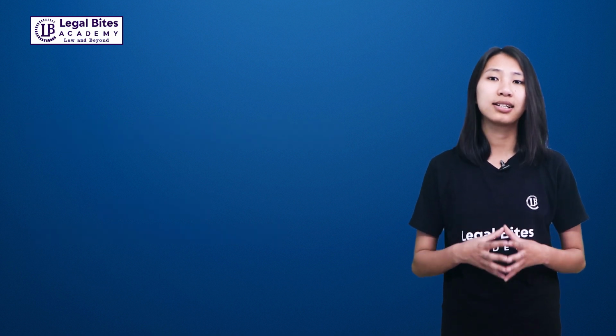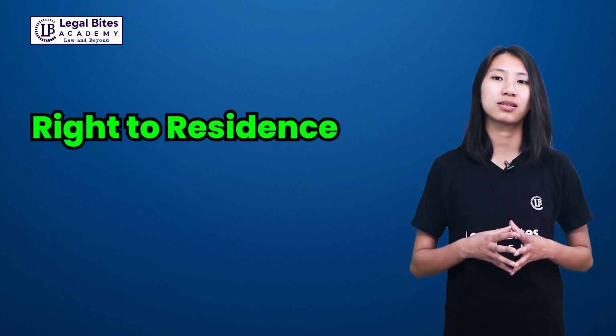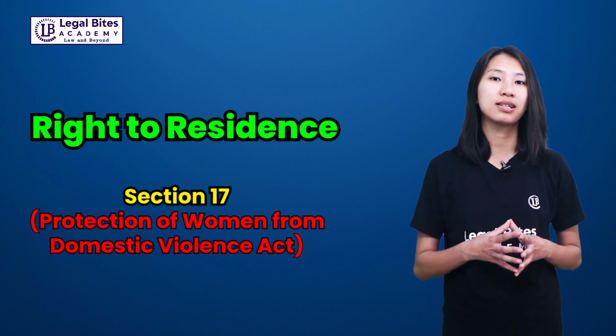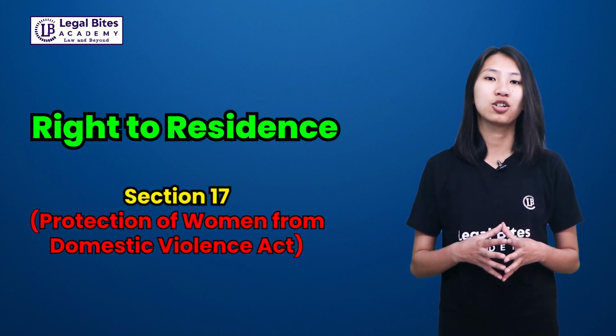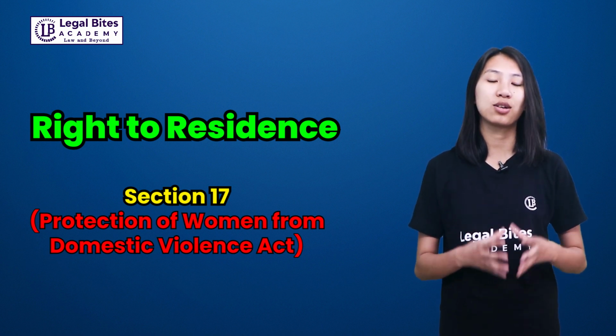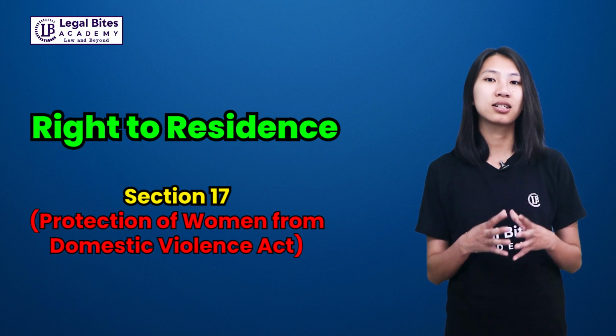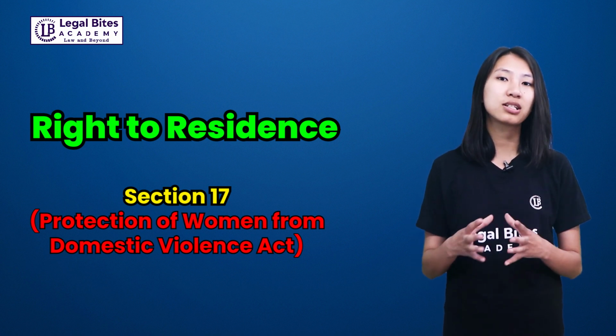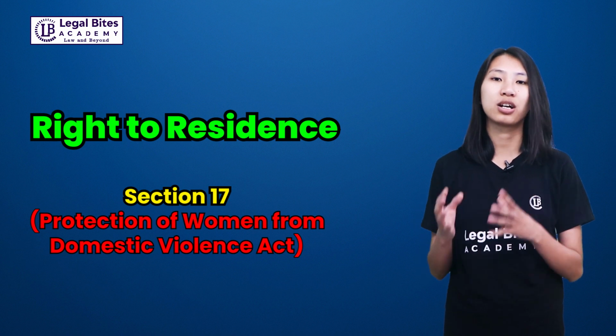The second right that we have here is right to residence. According to Section 17 of the Protection of Women from Domestic Violence Act, every woman in a domestic relationship shall have the right to reside in the shared household irrespective of any right, title, or beneficial interest. The aggrieved person can neither be evicted nor excluded from the shared household.